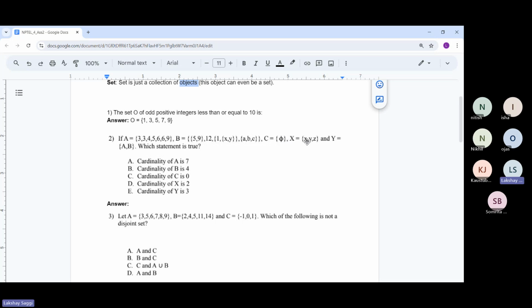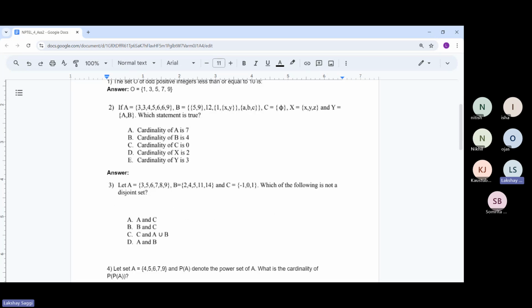And similarly, the set X contains elements X, Y, Z. And similarly, set Y contains A, B. Okay, so I guess the description should be clear to everyone. I hope everyone understands what I actually wanted to ask in this question. So the problem now asks us which of the following statements is true.